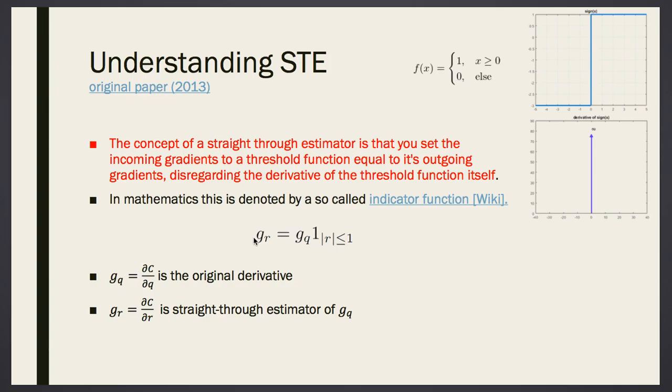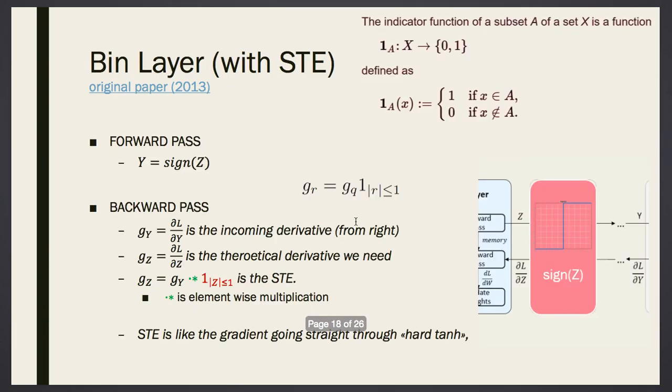So you let some part of the gradients through, depending on the value of R, being the output of that layer, the forward output of that layer. As you can see, GQ is the original derivative coming in, and GR is the straight-through estimator, our estimated gradient, and this is the formula. What is that formula? Let's get into the details. We said that the indicator function is 1 if this condition holds, and 0 if it does not hold.